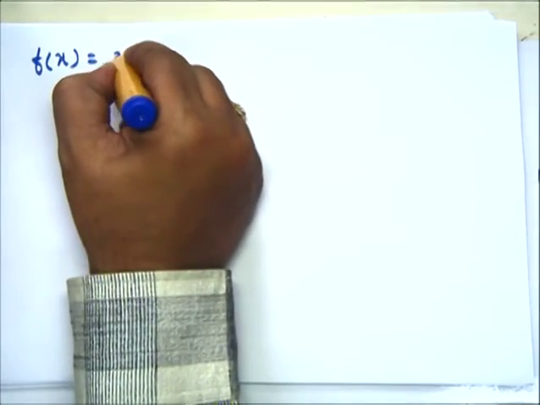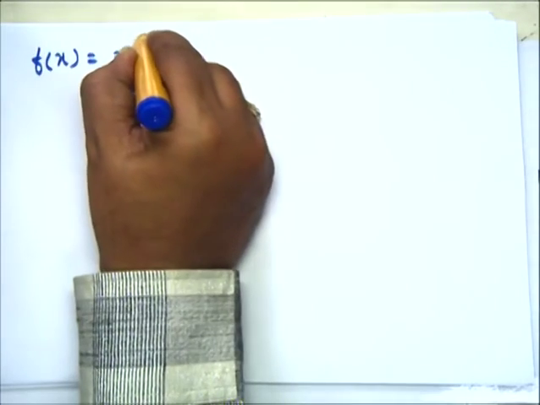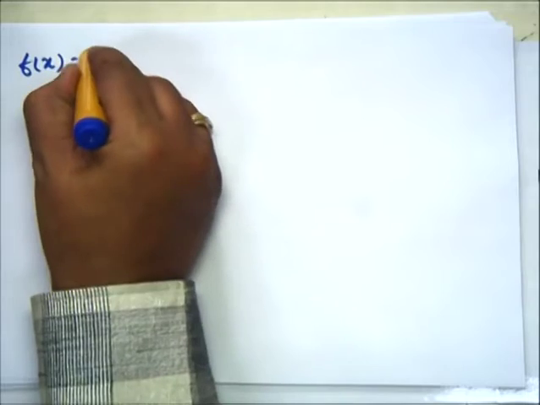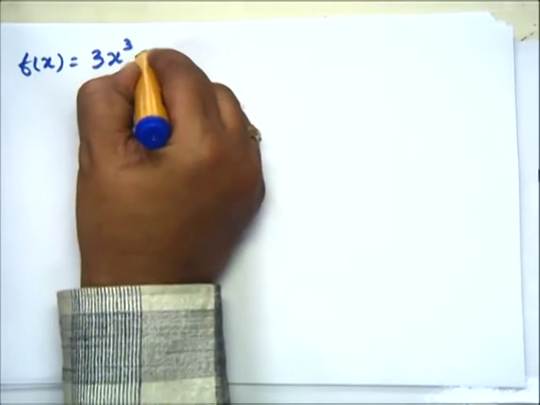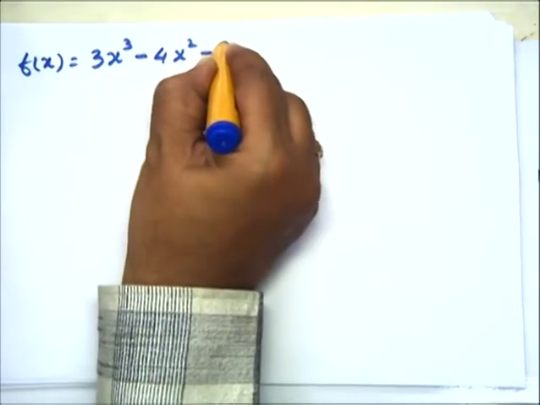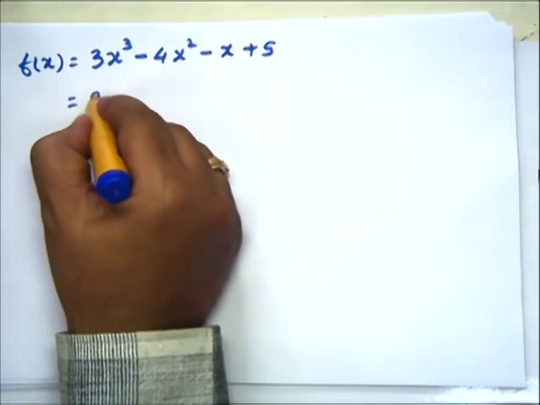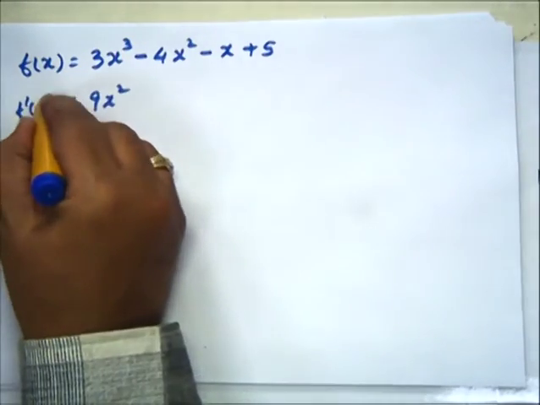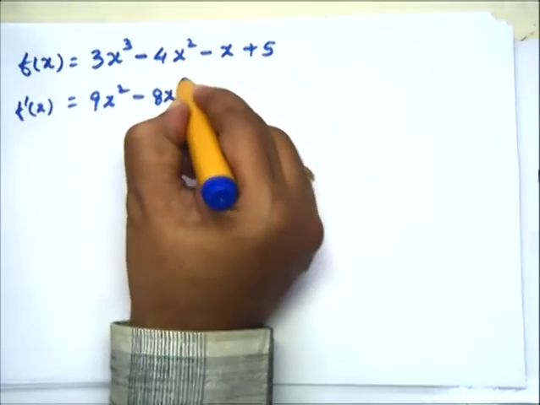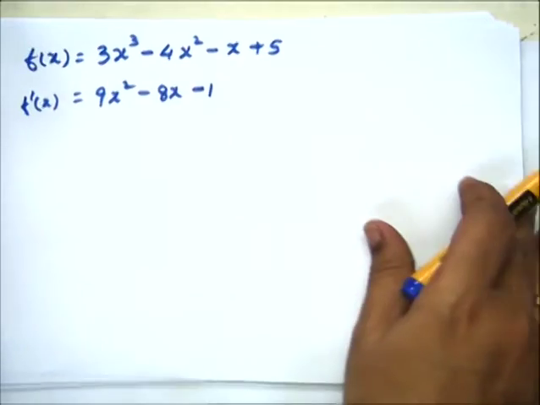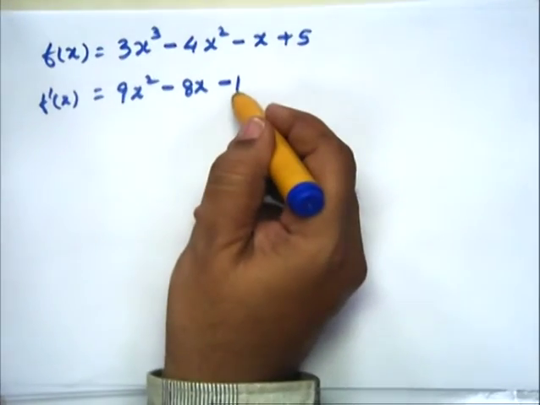So let us solve the first example, that is f(x) is equal to 3x cube minus 4x square minus x plus 5. So here it is 9x square. f dash x is 9x square minus 8x minus 1. So here we are getting the first order derivative, that is 9x square minus 8x minus 1.